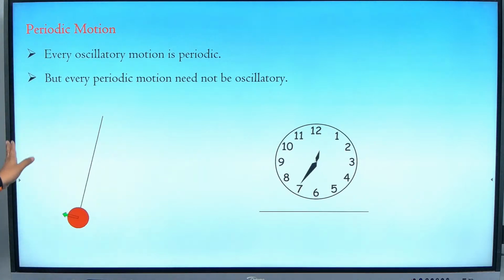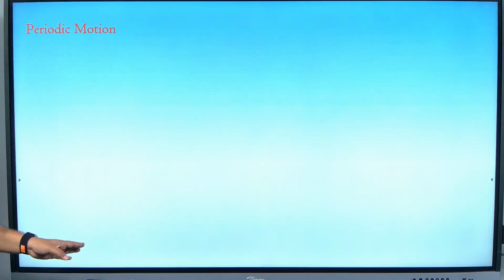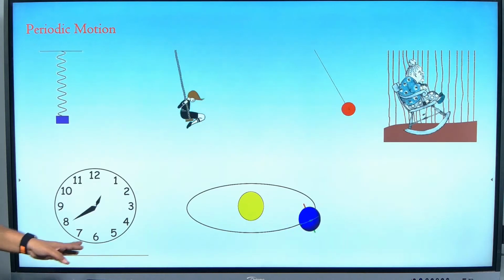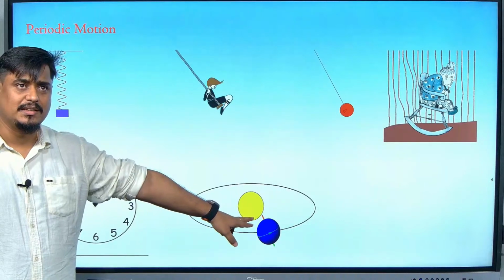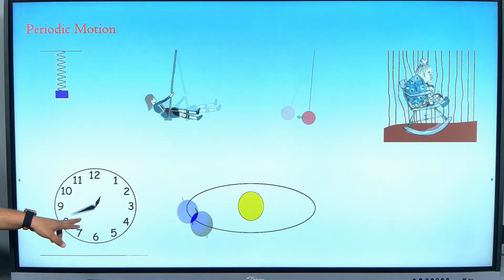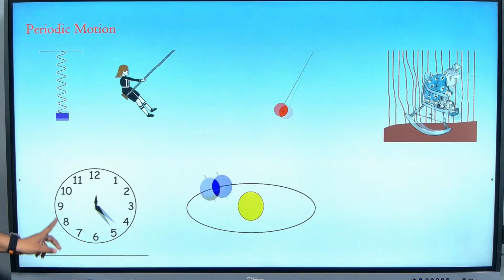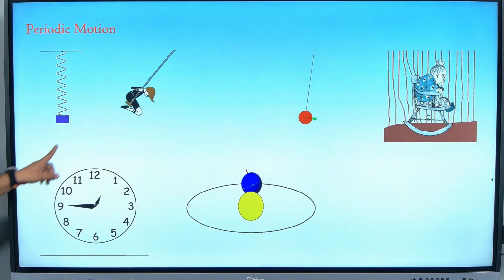Yeah. So, this is called oscillatory motion, right. But if you look at this diagram, this is a periodic motion. Which one? The earth moving around the sun. Or you talk about the hands of a clock. When they are moving, they are not moving around any mean position, it keeps on moving, right.